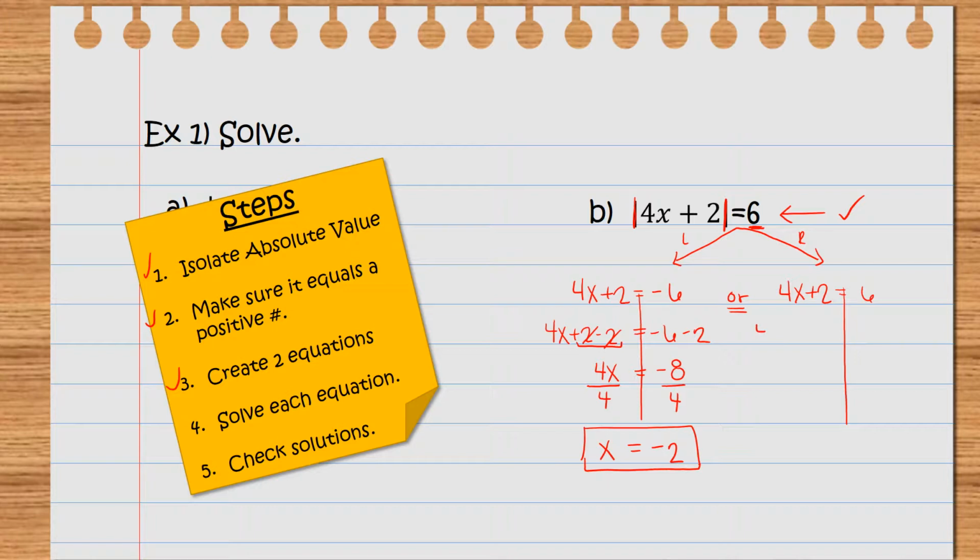And so again, in this case, I need to subtract 2 on both sides. So I did it on both sides right there, being fair. And we know that 2 minus 2 cancels, giving me 4x equals 4. We need to divide both sides, the whole side, by 4, which gives us x equals 1. So we have our two solutions.